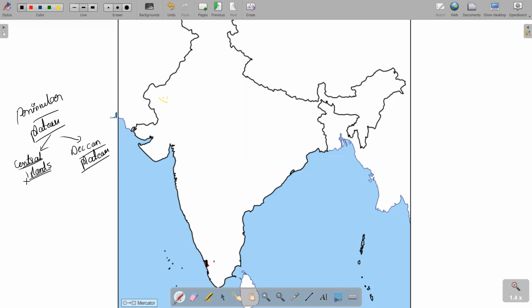For Central Highlands, there are two locations which I'm telling you, and this will definitely be asked in your map pointing. Under Central Highlands he has given two plateaus. One is called the Malwa Plateau and the other one is called the Chota Nagpur Plateau. I have explained this one during the classes. See, understand the name: it is in the name itself. They are Central Highlands. Central Highlands means they are present at the center of India.